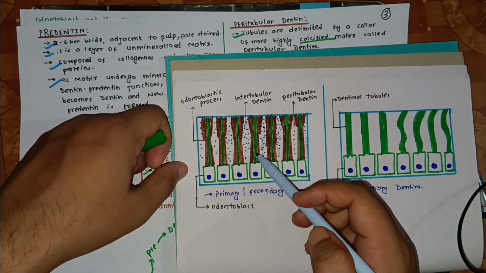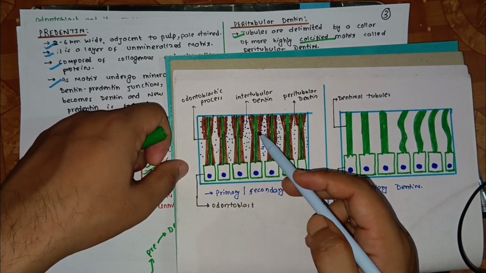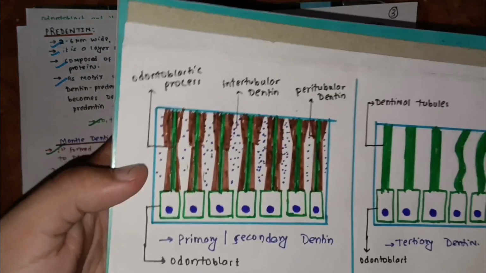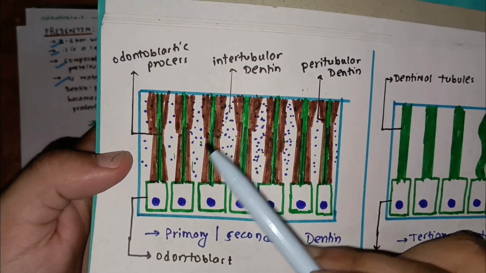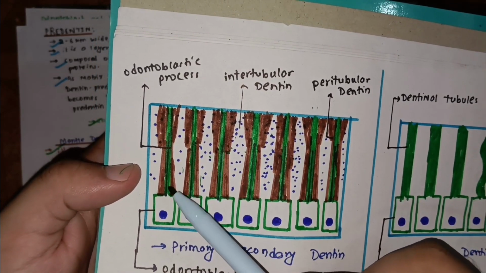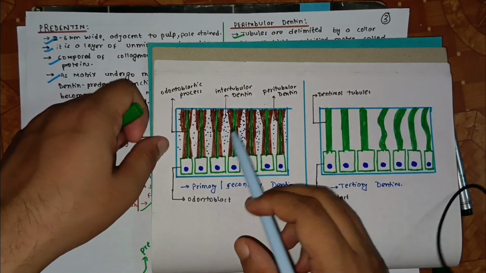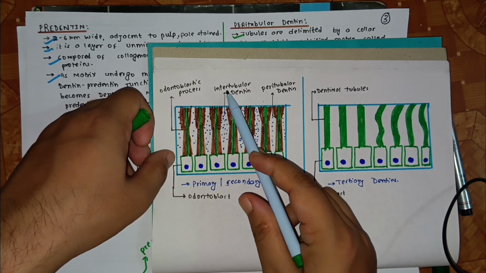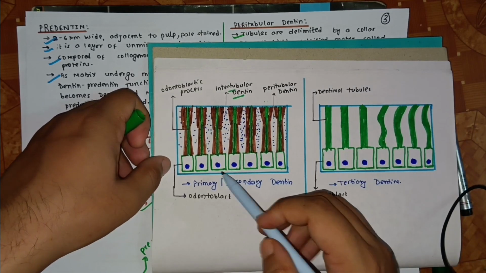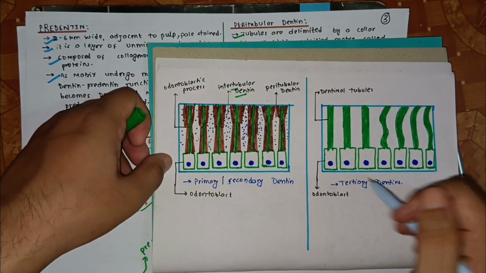In the lumen there is a presence of blue lines, which I have drawn here. Those blue lines are the odontoblastic processes, and the dentin present between the dentinal tubules is the intertubular dentin. The odontoblast is present here, and this is primary and secondary dentin, and this is tertiary dentin.